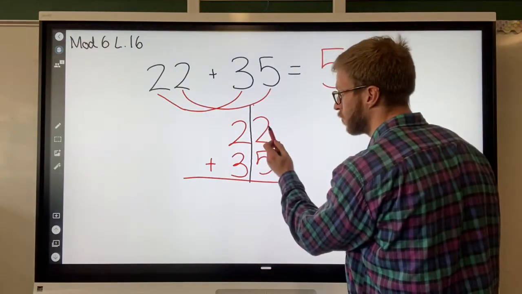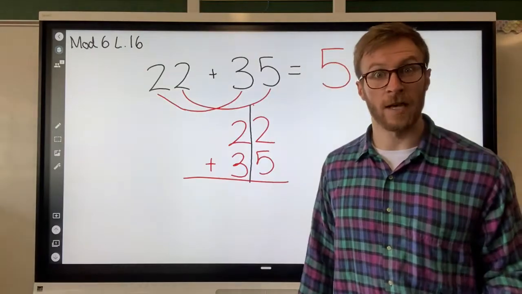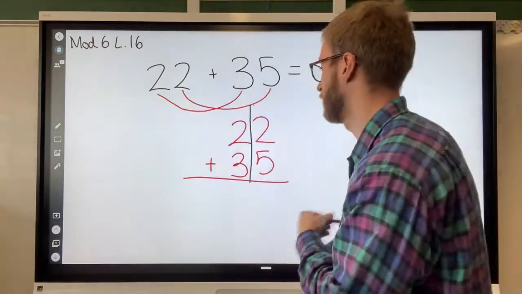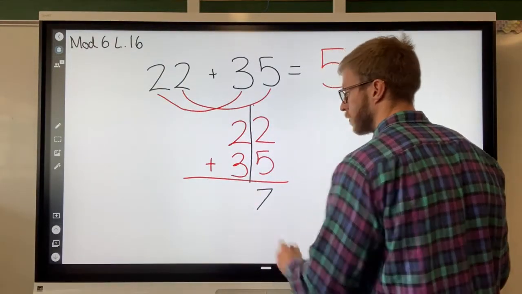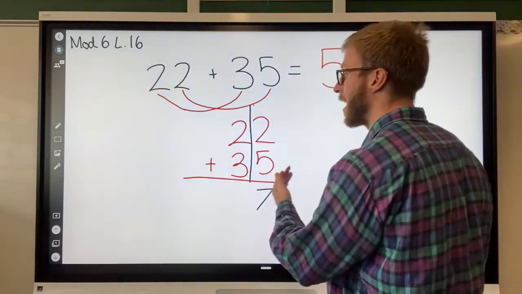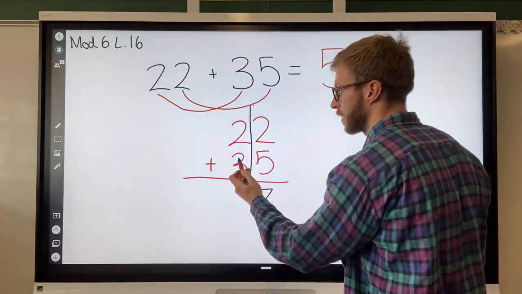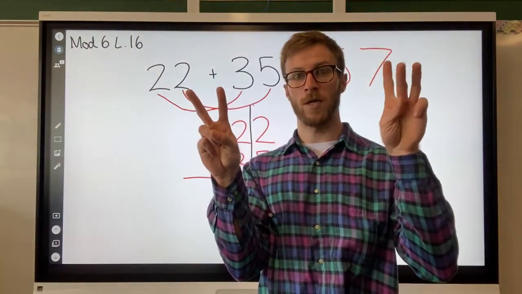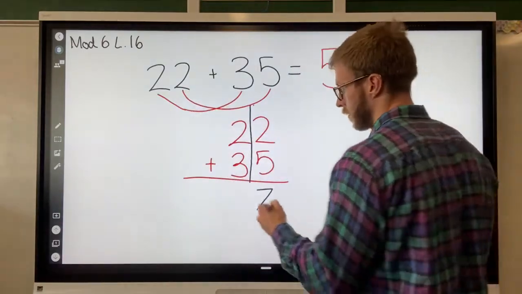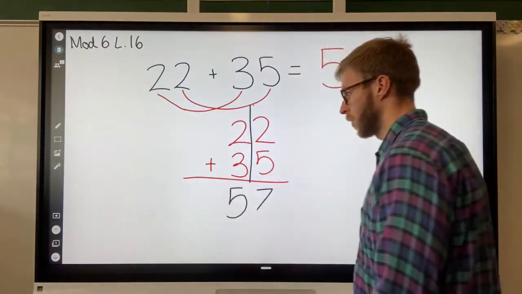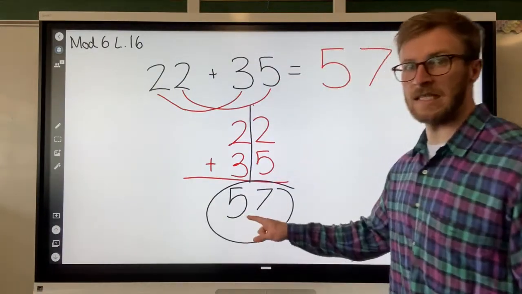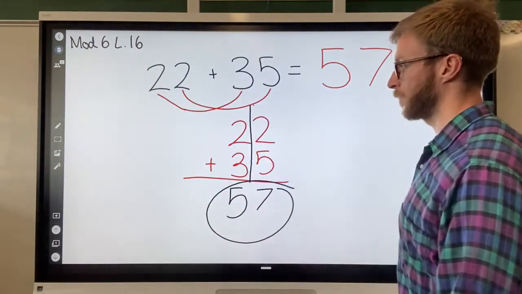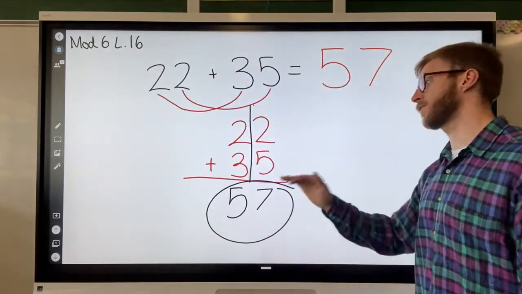Okay, so we're going to add 2 plus 5. Bring them together. We have 7. So 2 plus 5 equals 7. Now we're going to come over to our tens place. 2 plus 3. What's 2 plus 3? We have 3, 4, 5. Boom. What's our answer? Is it the same as what we got up here? Yes, it is. There's our answer. 57. 22 plus 35 equals 57.